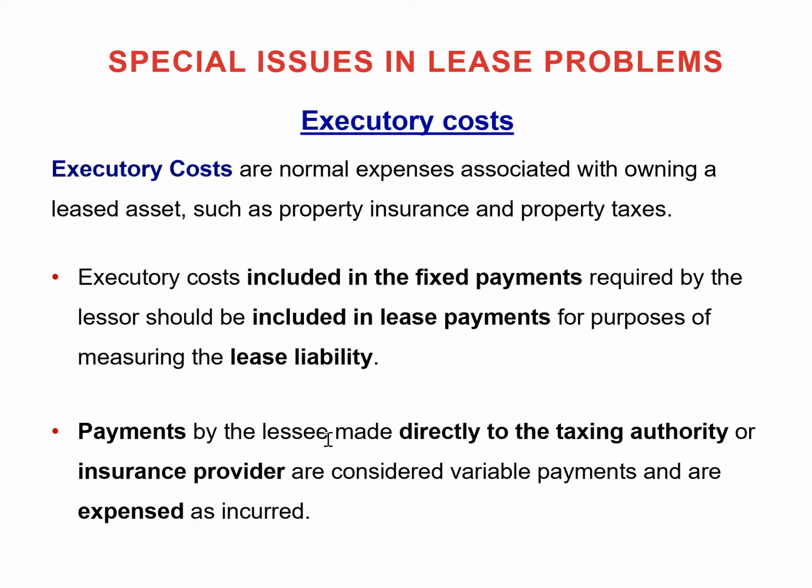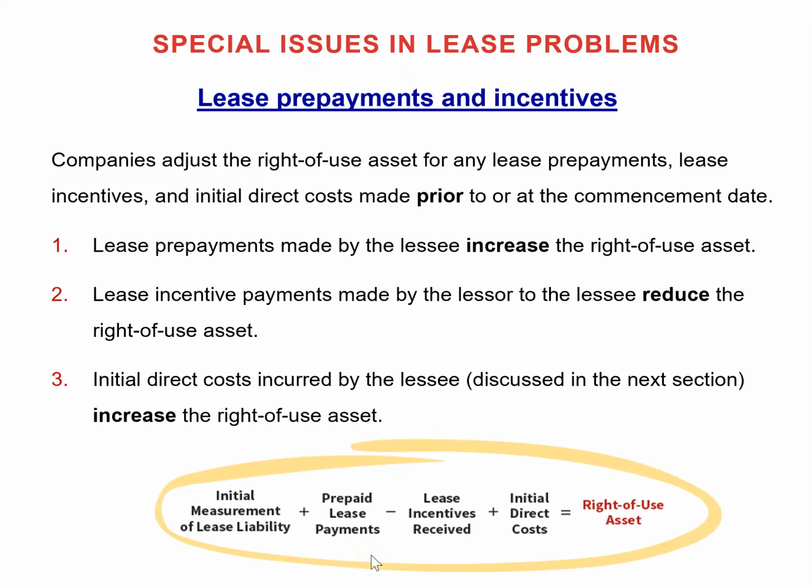Remember, if the lessor considered those executory costs when they determined the lease payments, the lessee will also include those in the lease liabilities. But there are some executory costs, especially tax payment or insurance payment, that are made directly to a third party. Those types of payments are not included in the lease liabilities. Rather, those are shown as expenses.